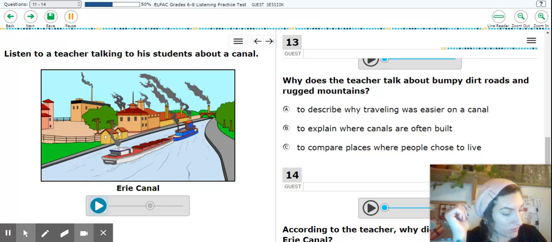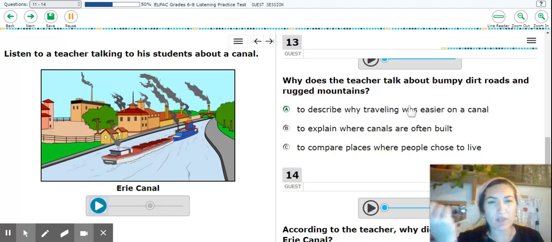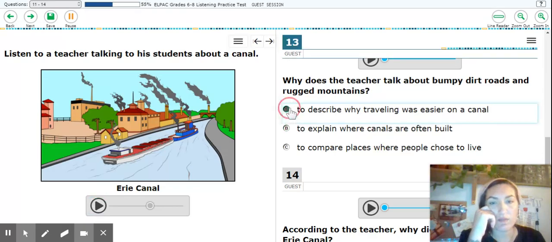To travel? Let me see. Can it really be that easy? To describe why traveling was easier on a canal. To explain where canals are often built. To compare places where people chose to live. I'm just going to choose A because I did hear traveling was easier. Everything else doesn't really go with what he's saying, unless he says something else about it in a moment.